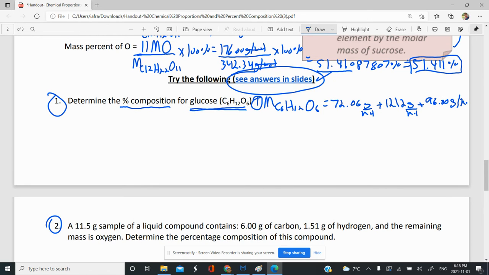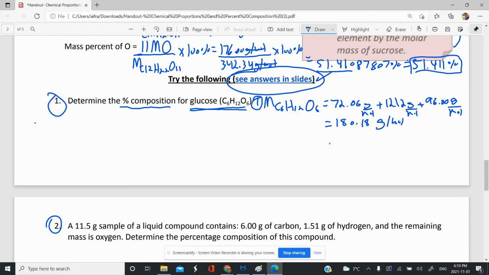grams per mole. Oops, let's make that consistent. And the reason that I'm keeping two decimal places is because that's what there is in the periodic table for our molar masses. And that's going to be equal to 96 plus 72.06 plus 12.12. And I get 180.18 grams per mole. So this is acting like the total mass of my compound, because again, it doesn't matter the size of the sample. Your percentage composition should always be the same for glucose. So that's our first step.